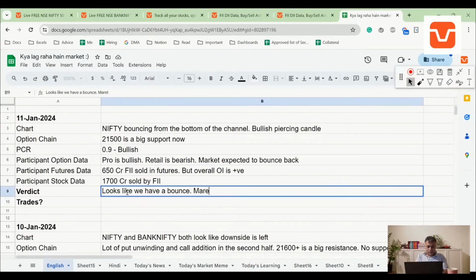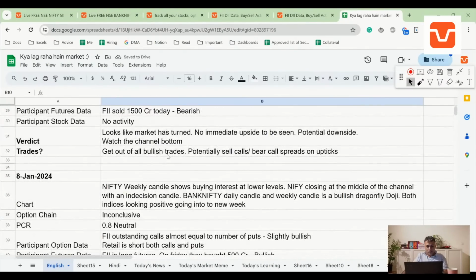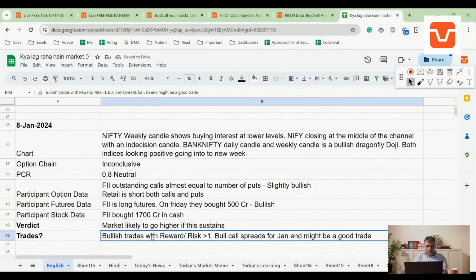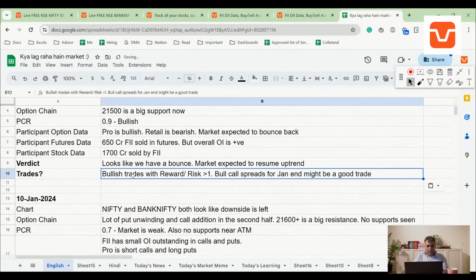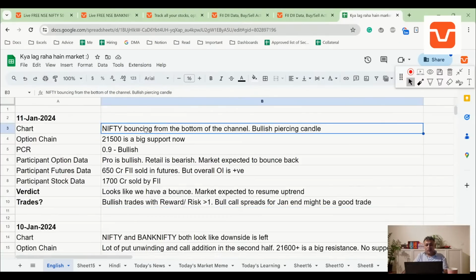Market expected to resume uptrend. And this time, the verdict is what our verdict was 3-4 days back, which is bullish. Trades with a risk reward of 1 is the way to go. Bull call spreads for a Jan expiry might be a good trade, right? So no judgment on BANKNIFTY.